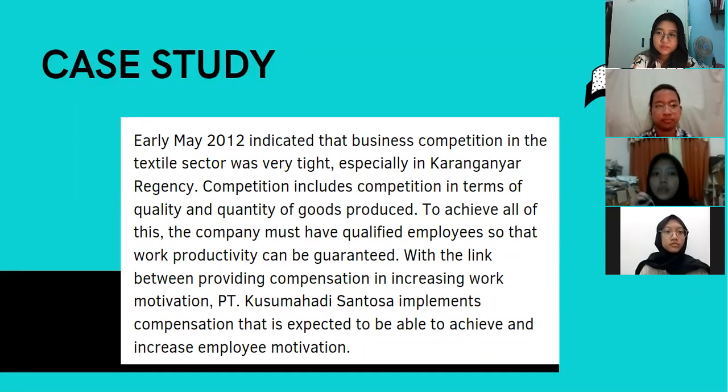So next is about the case study. In early May 2012, it was indicated that business competition in the textile sector was very tight, especially in Karanganyar Regency. This competition includes the quality and quantity of goods produced. And to achieve all that, a company must have qualified employees so that their work productivity can be guaranteed. And so, with the link between providing compensation and increasing work motivation, PT Kusuma Hadi Santosa implements compensation that is expected to be able to achieve and increase employee motivation.